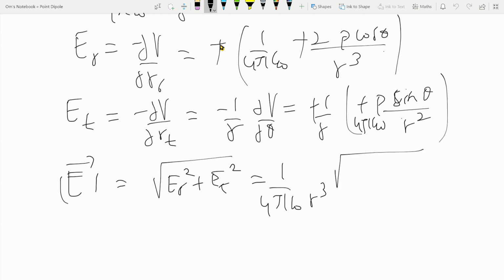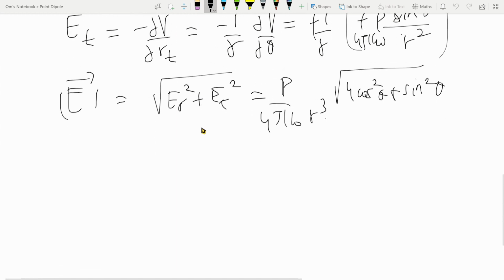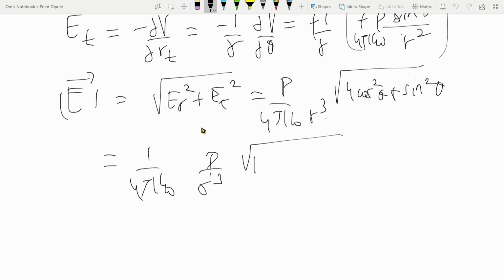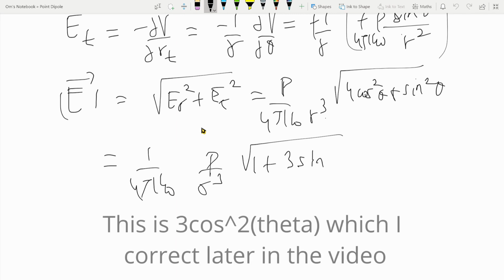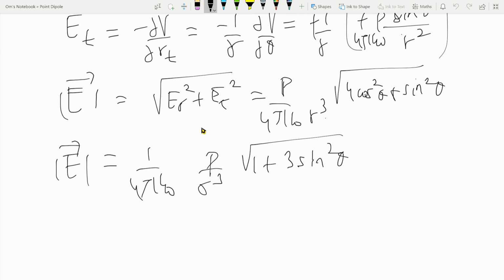And so that will be equal to, and we can take the p out as well. So the only things inside the root that are left are basically the trigonometric terms. That will be equal to the root of 4 cos square theta plus sine square theta. And if we were to further simplify this, we know that sine square theta plus cos square theta is 1. So this just becomes 1 by 4 pi epsilon naught, p by r cube, times the root of 1 plus 3 sine square theta. And this right here is the magnitude of the electric field at any point due to an electric dipole.